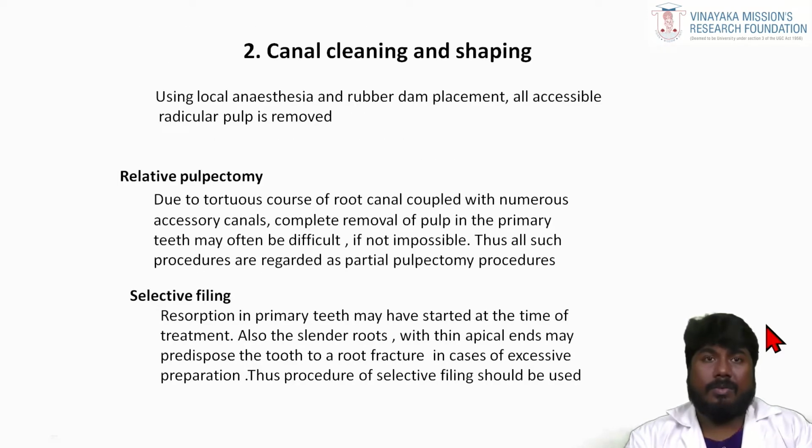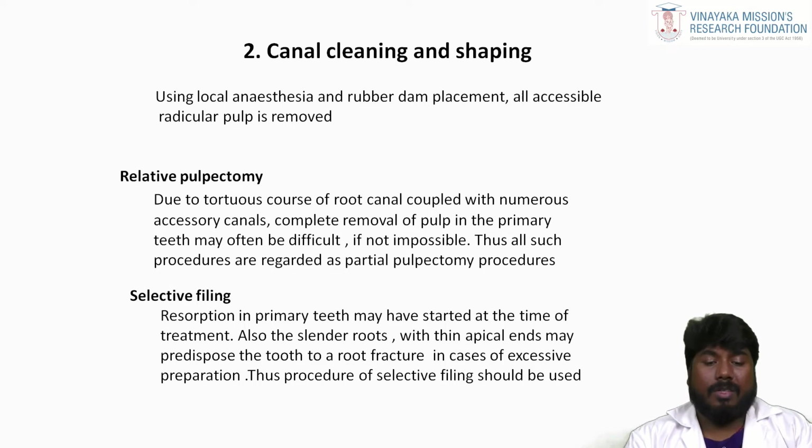First we saw the anatomy of the roots. Second comes the canal cleaning and shaping. Using local anesthesia and rubber dam placement, all accessible radicular pulp is removed. Relative to pulpectomy, due to the tortuous course of the root canal coupled with numerous accessory canals, complete removal of pulp in the primary teeth may often be difficult, if not impossible, so all procedures are regarded as partial pulpectomy procedures.